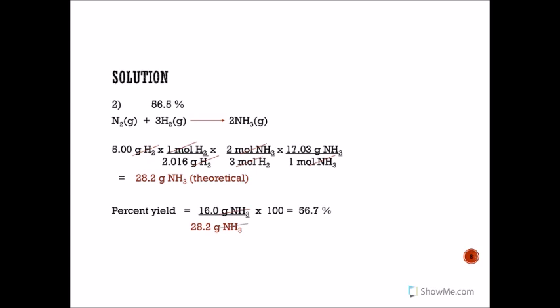We start with our hydrogen, convert to moles with our molar mass. We use our molar ratio to convert to ammonia, and then use our molar mass of ammonia to convert to grams. We get a theoretical yield of 28.2 grams. Our actual yield was 16 grams. We divide it by our theoretical yield of 28.2 grams times 100. We get a percent yield of 56.7%. There we go, percent yield.